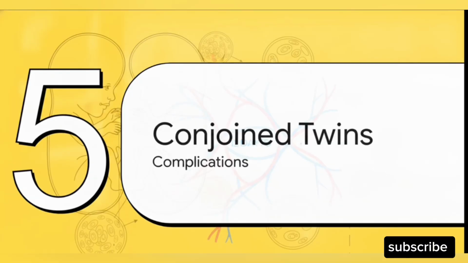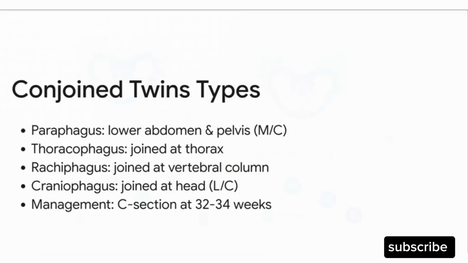Finally, Section 5. Conjoined twins and their complications. This leads us to conjoined twins, the ultimate complication of extremely late division in monoamniotic pregnancies. We classify them based on exactly where they're joined. Thoracophagus means joined at the thorax. Rachiphagus is joined at the vertebral column. Craniophagus, joined at the head, is thankfully the least common.